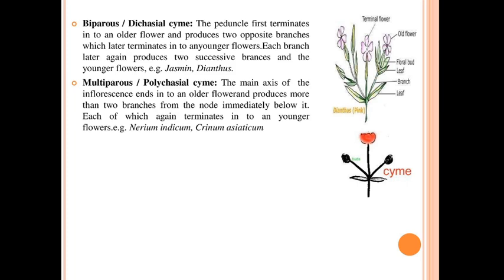Then the next one is multiparous or polychasial cyme. Here, as the name suggests, more branches, n number of branches, can be produced from the base of the peduncle. So you have the example of nerium, commonly called kaner, or you have the example of crinum.